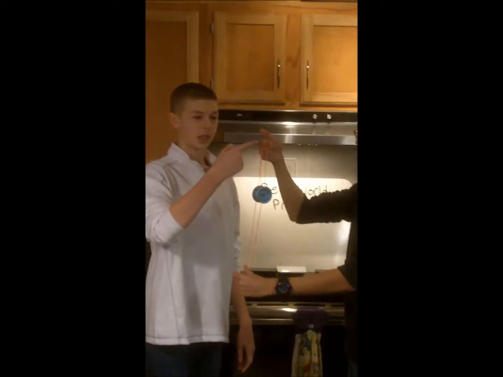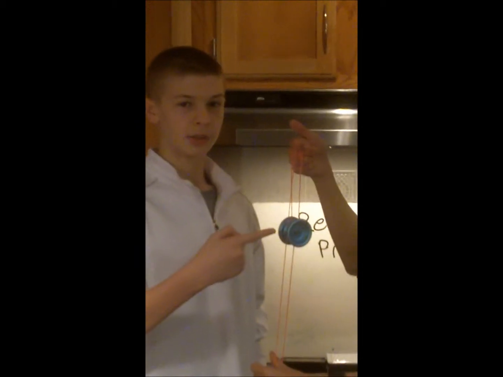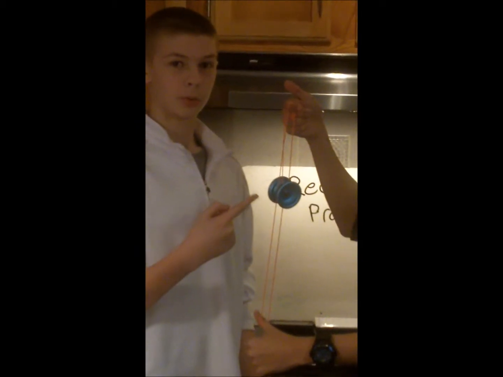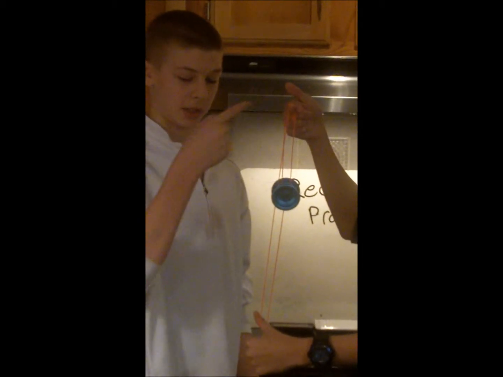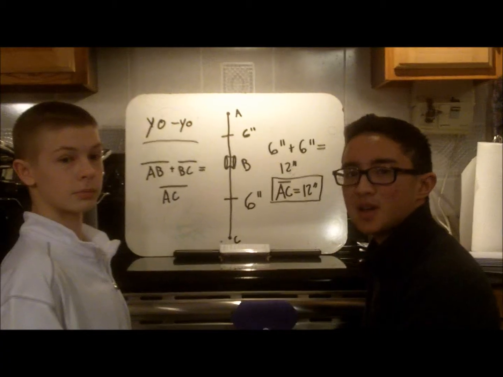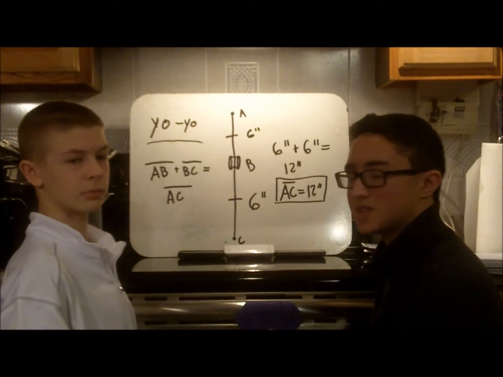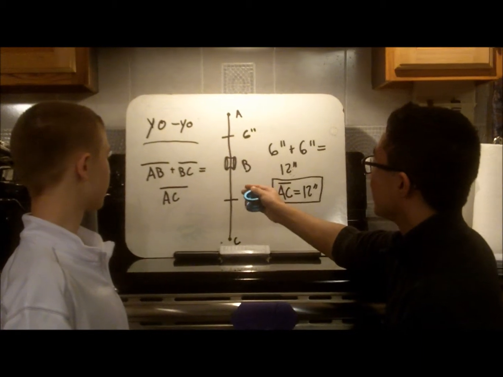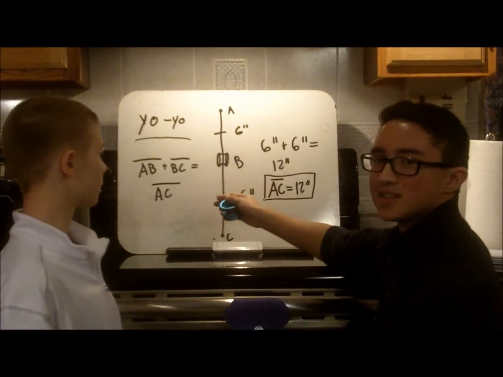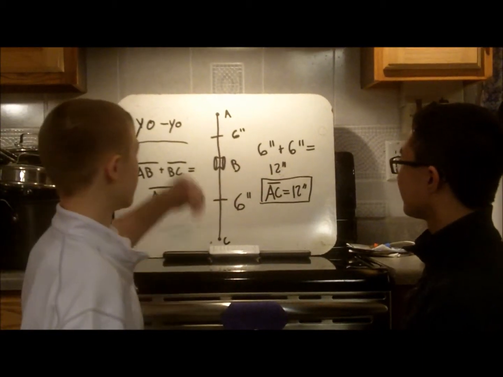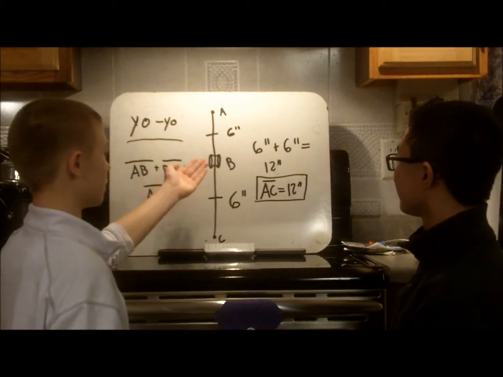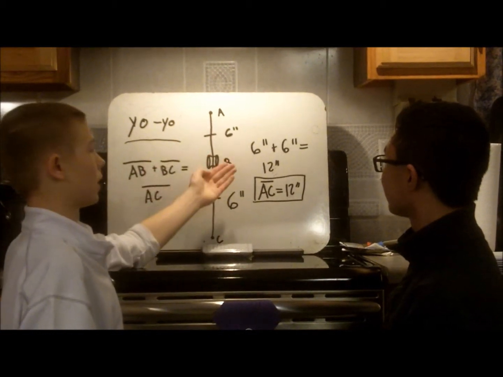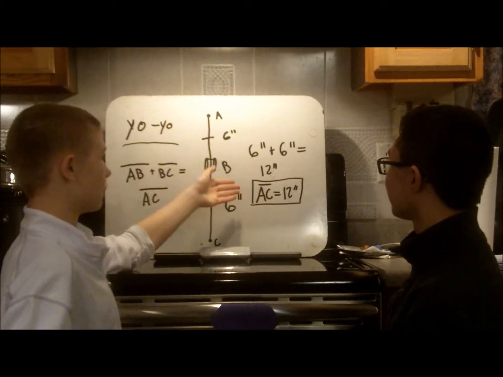Think of this as point A, this as point B, and this as point C. In this case, point B is the midpoint of segment AC. Our real-world problem equation is segment AB plus segment BC equals segment AC. To solve this, you would need to take the measure of AB, which is 6 inches, plus the measure of BC, which is also 6 inches. And then you get the measure of AC, which is 12 inches.